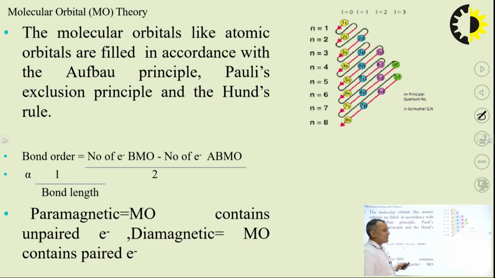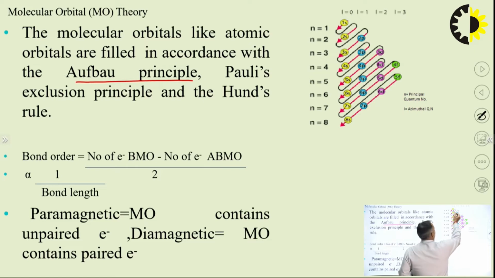So, the next postulate of this MOT is that during the molecular orbital formation, the filling of electrons is done as per the Aufbau rule. What is the Aufbau rule saying? The electron orbitals will be filled in order of increasing energy. Means first the lower energy orbital will fill, then the higher energy will fill, and then higher energy will fill.